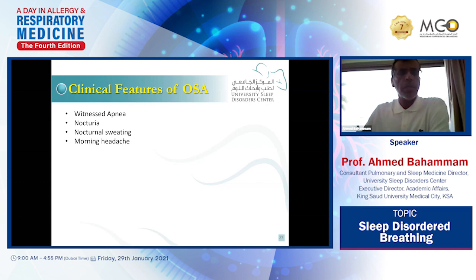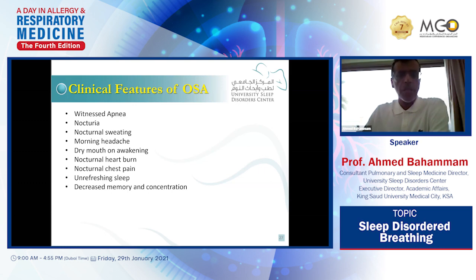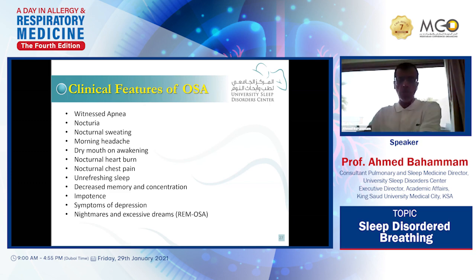Nocturnal sweating, morning headache, dry mouth on awakening, nocturnal heartburn, nocturnal chest pain, unrefreshing sleep, decreased memory and concentration, impotence among men, symptoms of depression, and nightmares or excessive dreams in patients with REM-predominant OSA.